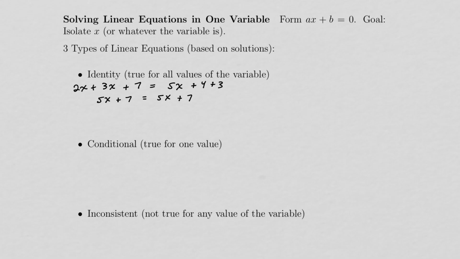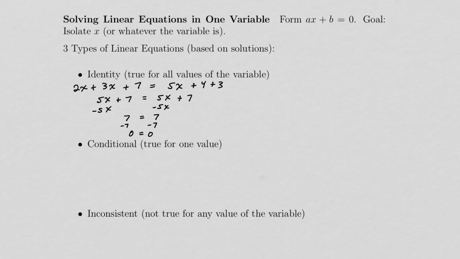Then I want to get the x's to one side, so I'll subtract 5x. Whatever I do to one side, I'll do to the other side. Notice that cancels now, right? The x's cancel, and I'm left with 7 is equal to 7. And then I could also go a little further. I could say, well, let me subtract 7 from both sides. Again, whatever I do to one side, do to the other side. And ultimately, I'm going to end up with 0 is equal to 0.